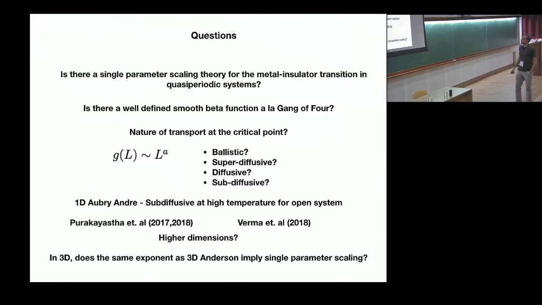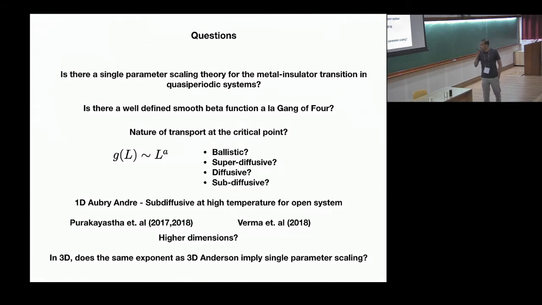So here are some of the questions that you can ask about quasi-periodic systems. Since quasi-periodic systems also have their own kind of metal-insulator transition, you can ask whether there is something like single parameter scaling theory for quasi-periodic systems, for the metal-insulator transition. If that were to be the case, then of course you need to have a smooth beta function. You would need to be able to talk about a beta function, how the conductance varies as a function of system size, and also argue that it depends only on the conductance. So is there a well-defined smooth beta function like in the case of true disorder? And then of course there's this important question of what the nature of transport is at the critical point, at the transition. So you have this entire gamut of possibilities in principle. It could be ballistic, super diffusive, diffusive, subdiffusive. So which one is it?